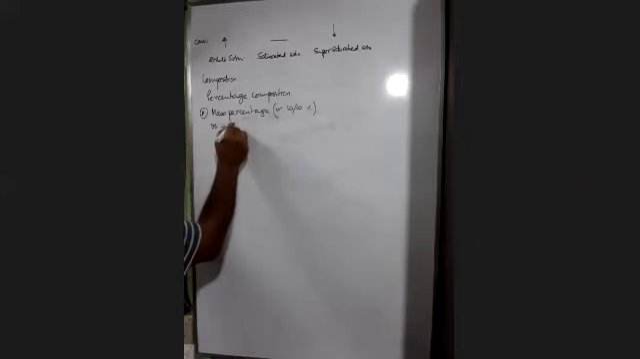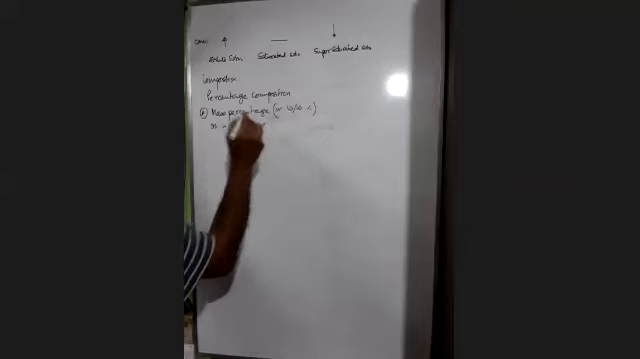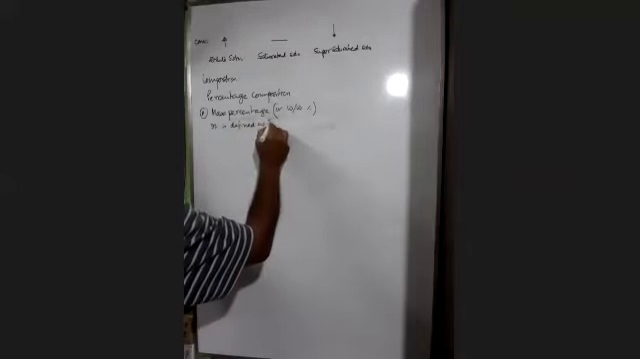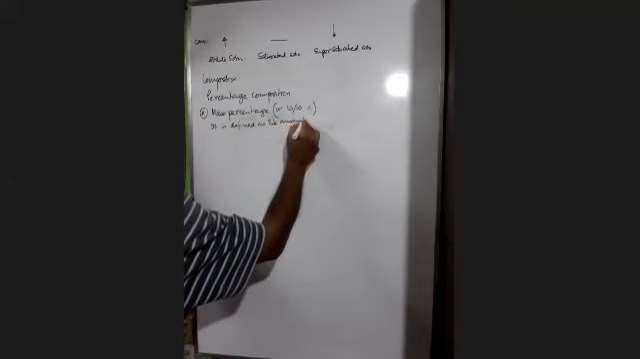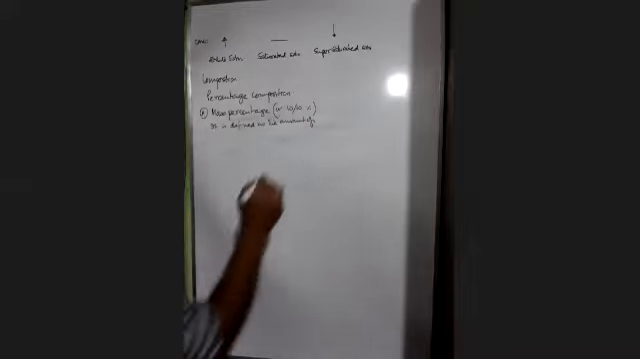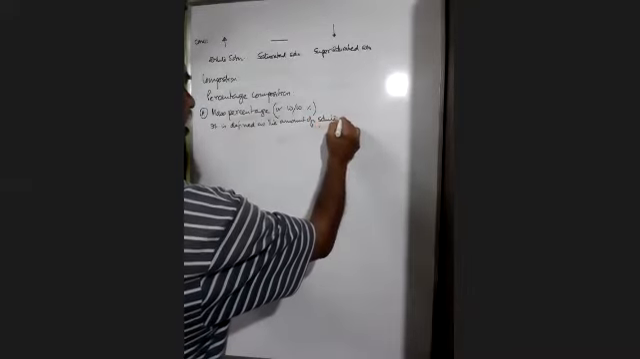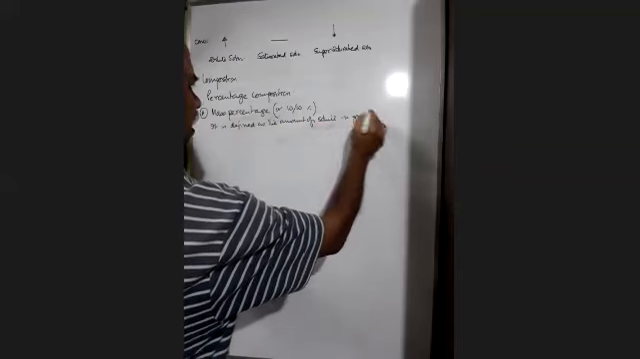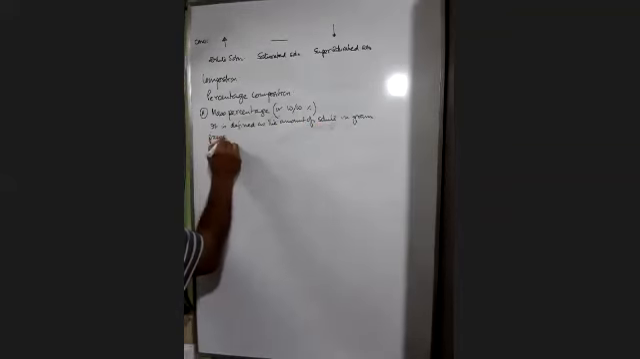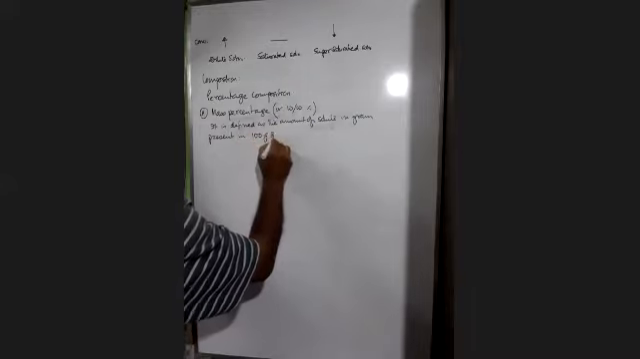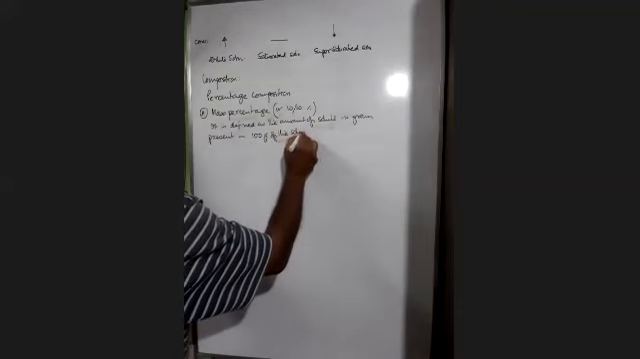All right, mass percentage. So what should I write now here? It is defined as the amount of solute in gram present in 100 gram of the solution. 100 gram is the solution.